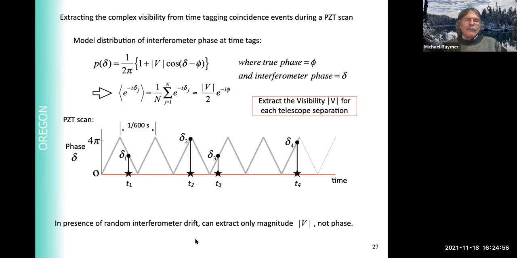Now, there's a problem here. If you don't control your interferometer drift well enough, you can't actually extract the complex visibility, V times e to the minus i phi, but you can still extract the magnitude of visibility. And that's what we've done so far. And that is sufficient to analyze certain simple sources, like a source with a symmetric spatial distribution.